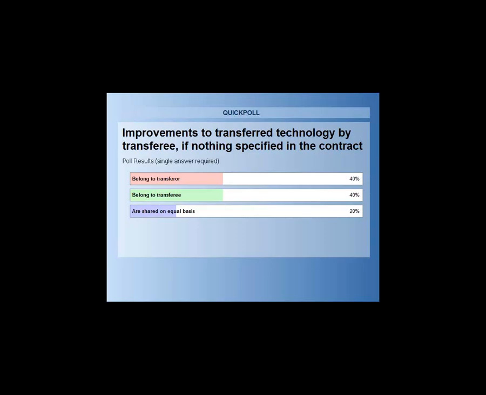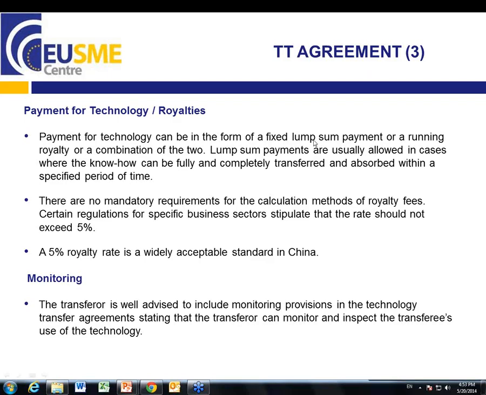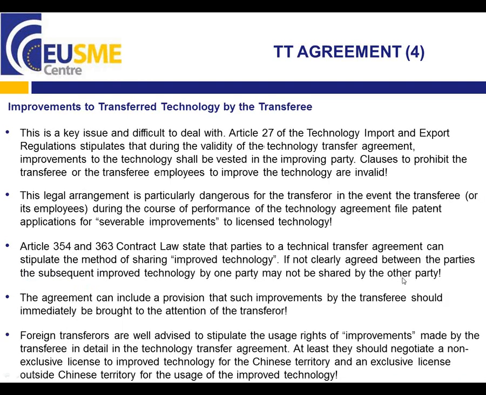40% think that they belong to the transferor, 40% of you think the improvements belong to the transferee, 20% believe that the improvements are shared on an equal basis. So, Jan, how is it according to the law? According to the law, you see, this is the biggest sheet, in fact, on the transfer agreement clauses.